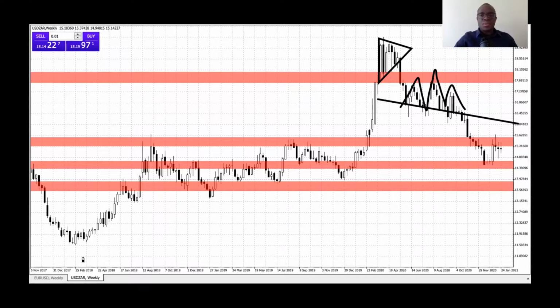Alternatively, for the bullish case, the price came, made a lower low here, and then made a lower high here, but now the price has made a higher low. So this low is higher than this low, which may be a sign that after all the price might next move to the upside, breaking this zone, forming a higher high, then pulling back to retest it, forming a higher low in the process, and then moving to the upside.